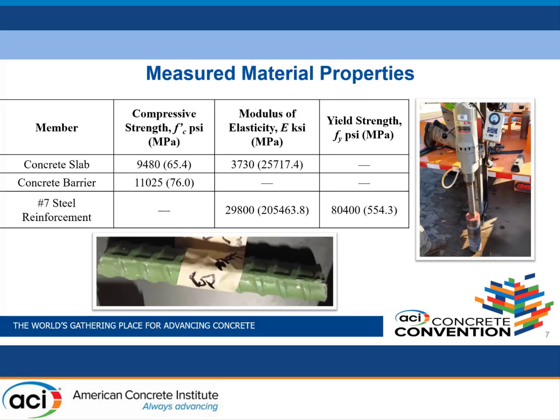We were a little bit surprised by the compressive strength that we observed in the bridge deck and in the barrier. The design strength for both materials was 4,000 psi, and we saw values of a little over 9,000 and a little over 11,000 psi.